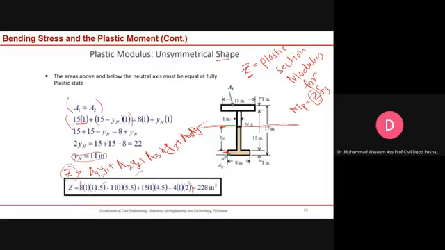Is it clear to you how we can calculate the plastic modulus or plastic section modulus for an unsymmetrical shape? Can you recognize that this is an unsymmetrical shape?